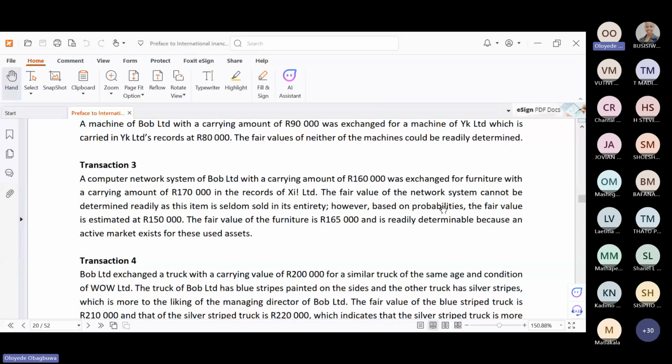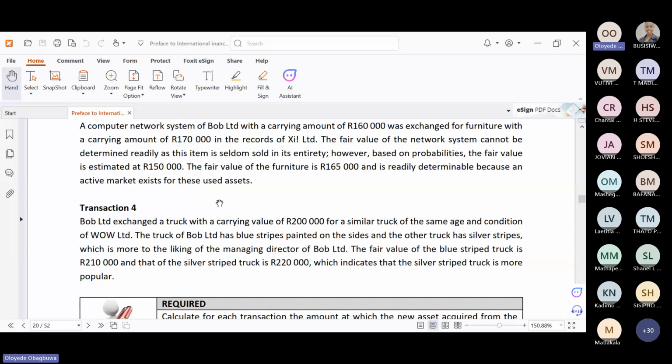We are not using probability. So this is not how to determine it. Fair value is the market value, what is obtainable in the market now. So that's why they said the fair value of the furniture is 165 and it's readily determined because an active market exists for this used asset. They want to let you know that they actually have a market value for this, a true fair value. So when that exists, it negates that condition we have, and we go ahead to measure that particular asset using the fair value.